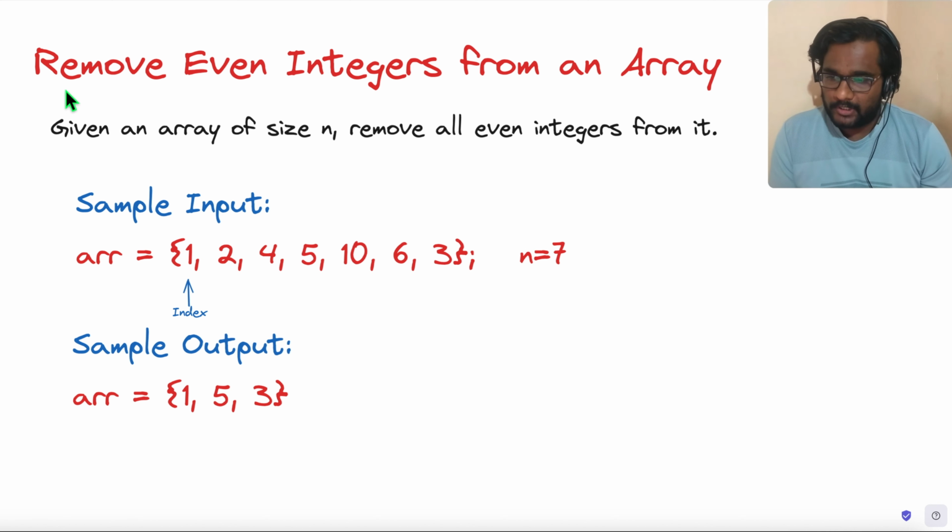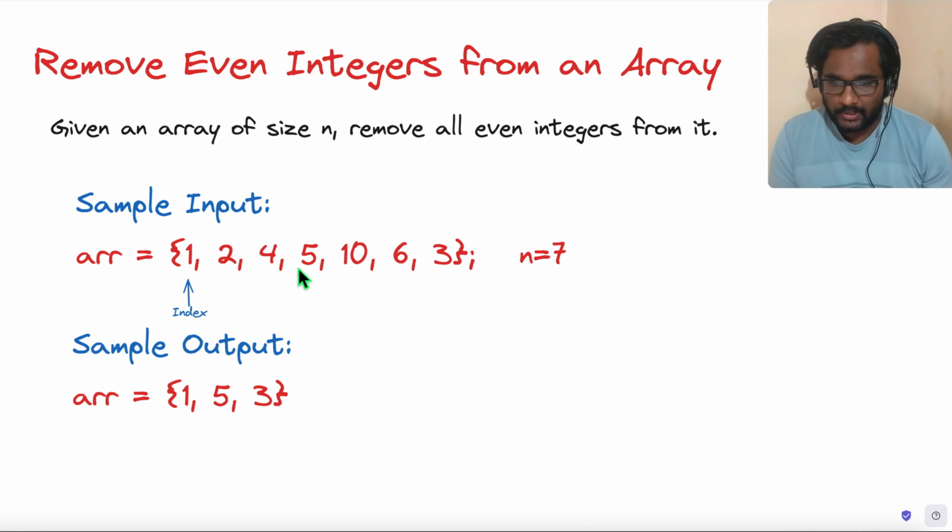So in this video, we'll be discussing an array DSA problem. The problem statement is to remove even integers from a given array. There'll be an array given of size n, and we need to remove all the even values out of that input array. When we consider this array, the even numbers are 2, 4, 10 and 6. These values need to be removed from the output array. So the actual output should be 1, 5, 3. This is the expected output.